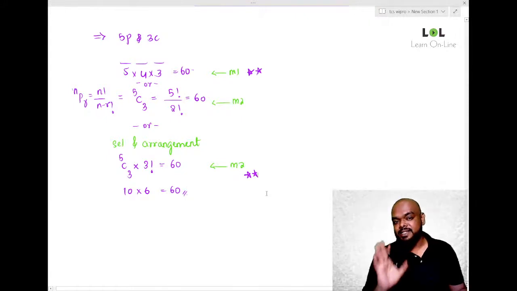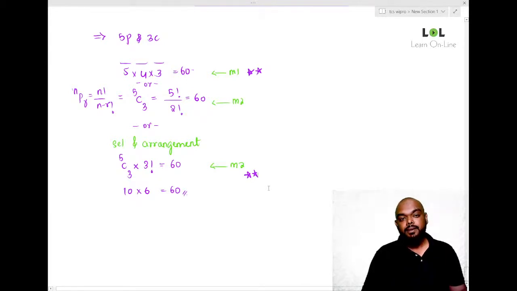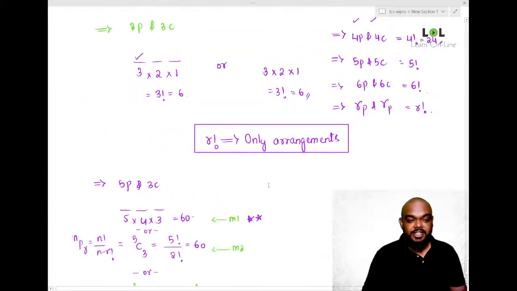everyone, did you understand the concept? Did you get the clarity here? Everybody, please do respond. Why is this selection and arrangement? Because availability is more than the requirement. This is selection and arrangement.